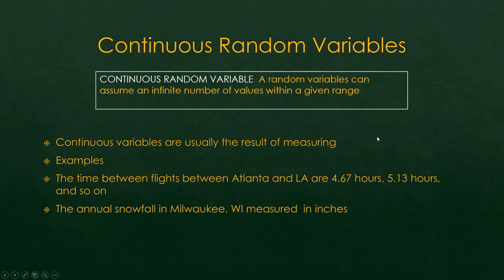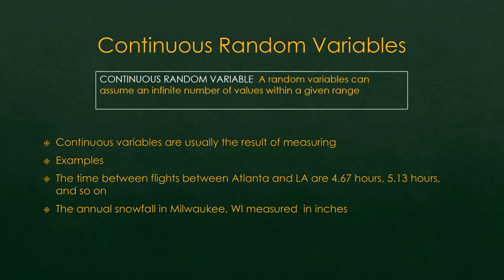Okay, a continuous random variable is a random variable that can assume an infinite number of values within a given range. It doesn't have to be a whole number. It doesn't have to have any sort of meaningful gap, and it's often the result of measuring something. Like, for instance, measuring the time of flights between Atlanta and Los Angeles. The different times of flights could be 4.67 hours, 5.13 hours, 6 hours, and so on.